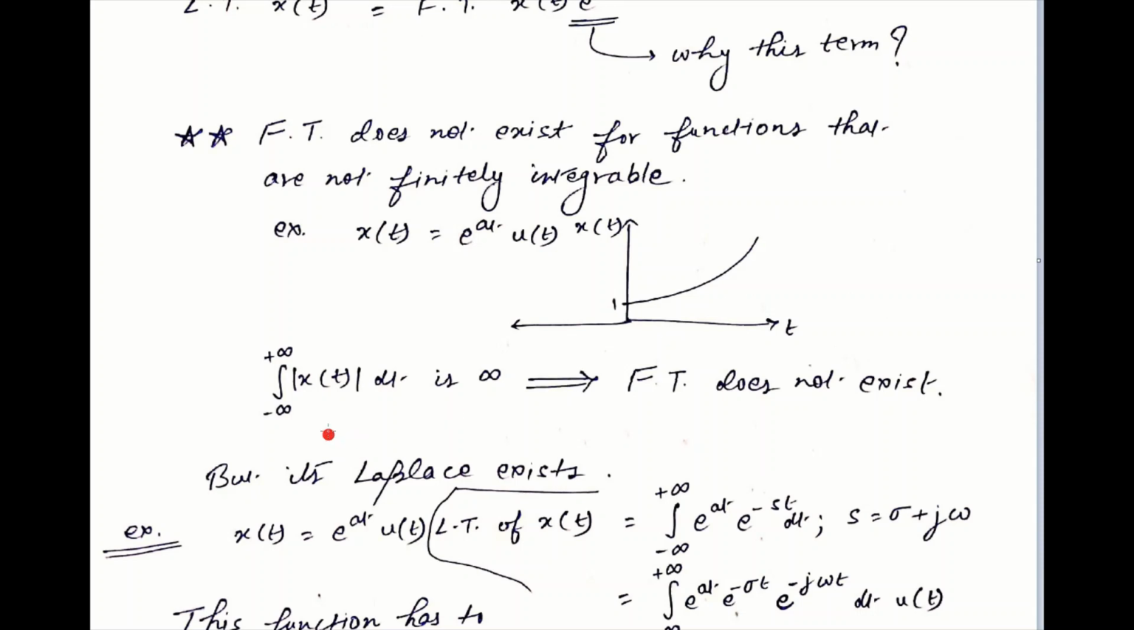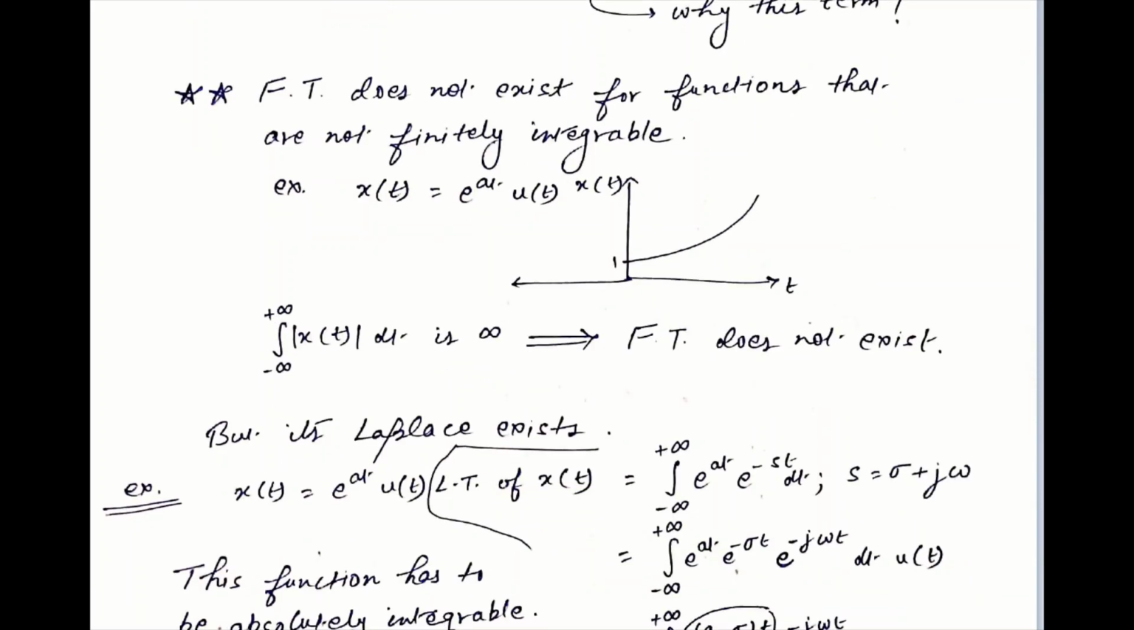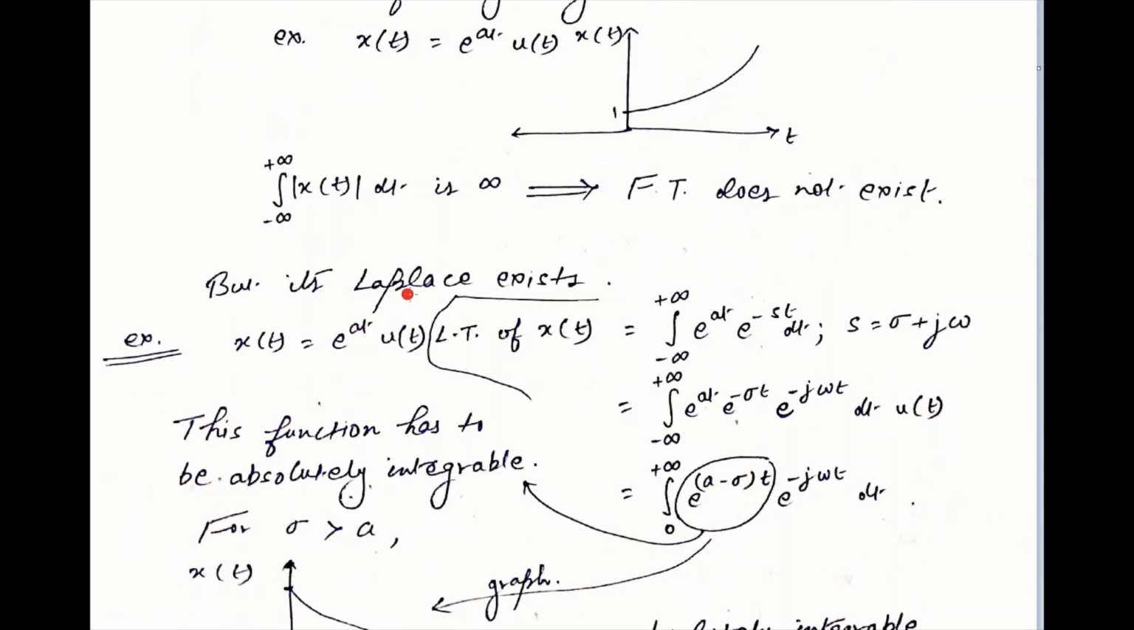Hence, I have shown it here mathematically. The function is not absolutely integrable. Its integration is tending towards infinity, and that is why the Fourier transform does not exist for this function. But as we'll see, its Laplace transform does exist. Now we will see how its Laplace exists and Fourier doesn't exist.